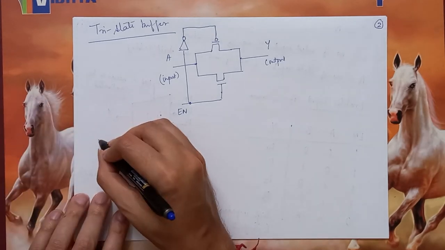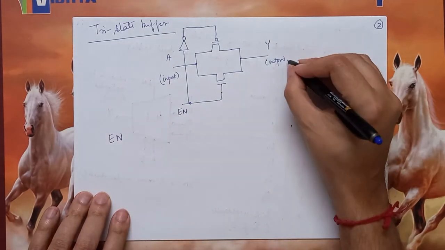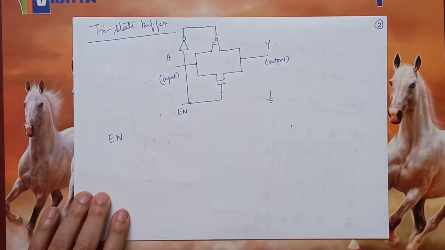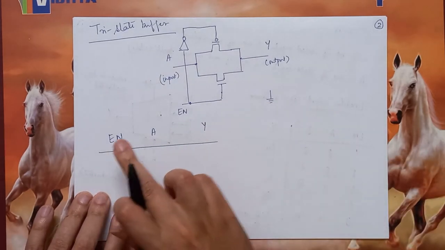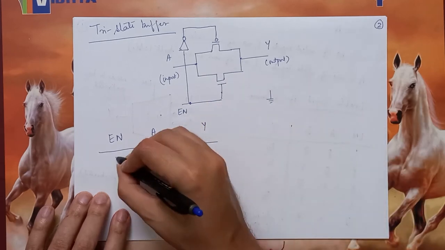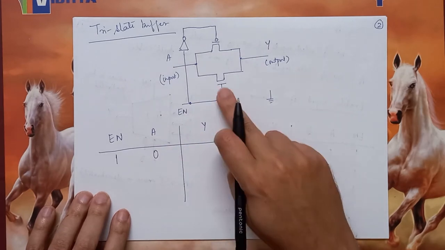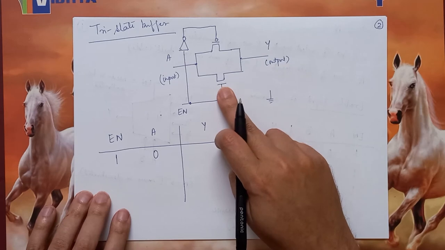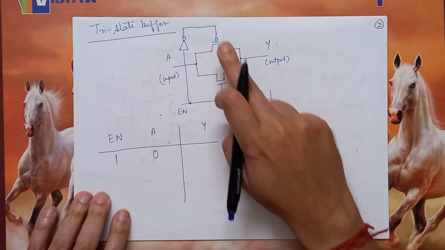Okay, so now let me draw a truth table. The output Y is always taken as a voltage with respect to the ground. That we should not forget. So EN and A are the inputs and Y is the output. Now suppose I make EN is 1 and A is 0. If EN is 1, that means the NMOS gate gets a high voltage. And this 1 passes through the NOT gate and the PMOS gets a low voltage. So therefore both NMOS and PMOS are on.